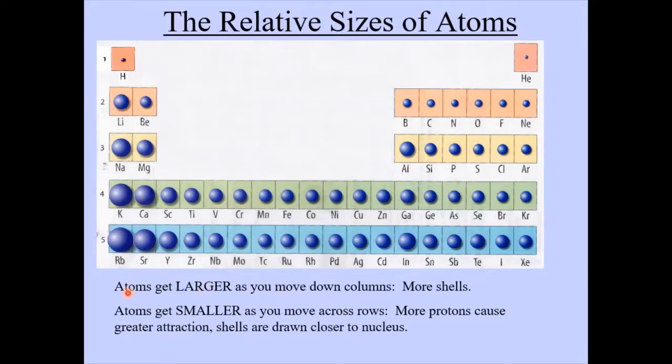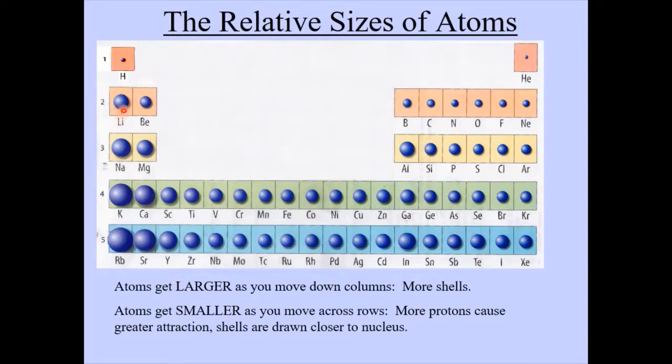Well, that's pretty easy to explain. As we go down, remember, we're adding another shell. So whenever we add a new shell, we're making the atom bigger. We're adding another layer of electrons to the outside of the atom. So that makes sense. But here's another trend that is a little less obvious.